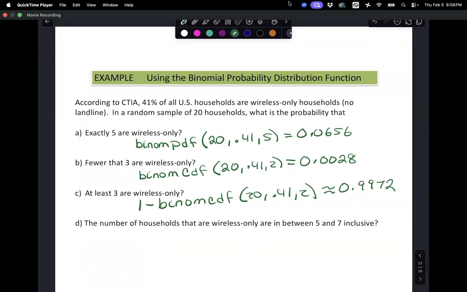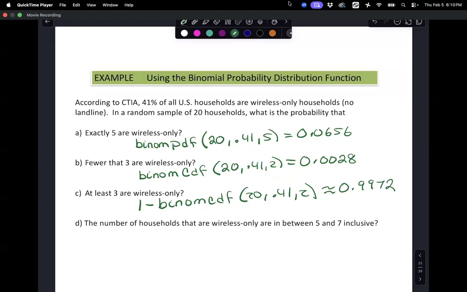Did anybody not get it correct and not know why? You got C wrong? Did you put 3 instead of 2? Yeah. So it's at least 3. So 3 is part of the included values. So it's the first not included value that you need to put there. You rounded and probably shouldn't have. I just go out 4 decimal places because usually I round my percents to 2 decimal places. So I didn't tell you where to round to, so you're good.